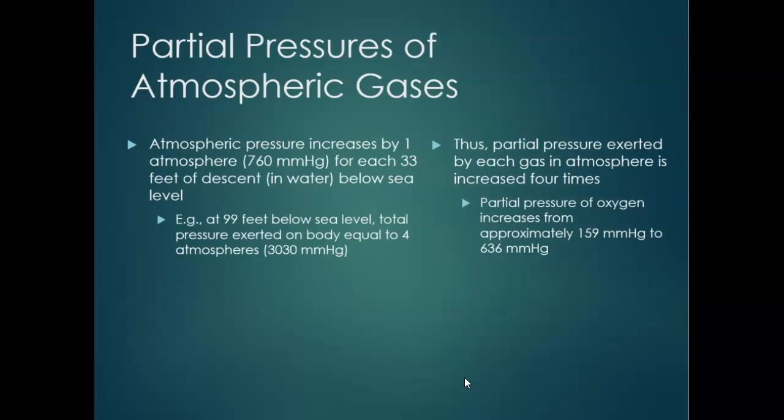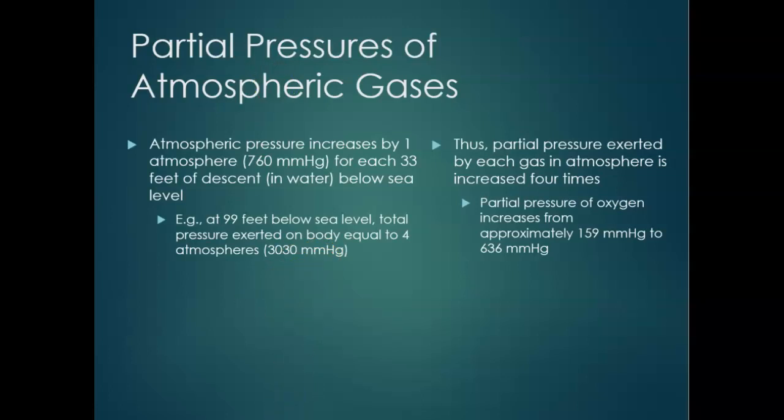Okay, so as I go even further down, and I get to 66 feet below sea level, that's about 3 atmospheres. At 99 feet, we're about 4 atmospheres. Okay, so the partial pressure exerted on every gas in the atmosphere is increased by 4 if I'm at 99 feet below sea level. So that partial pressure of oxygen then isn't going to be 159, it's going to increase to 636.